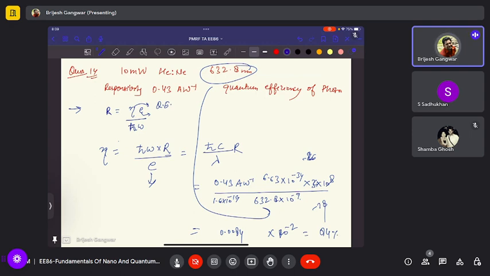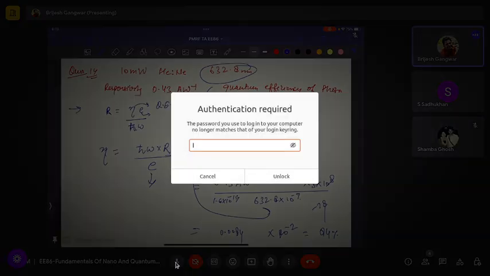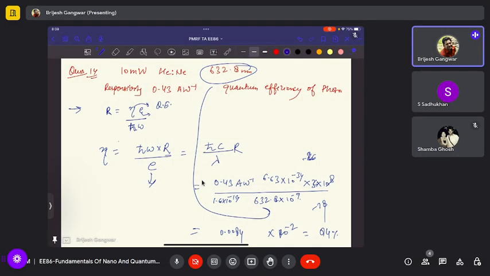So it will be around 84% will be the quantum efficiency, because quantum efficiency is in percentage, right? Then it is 84.4%.